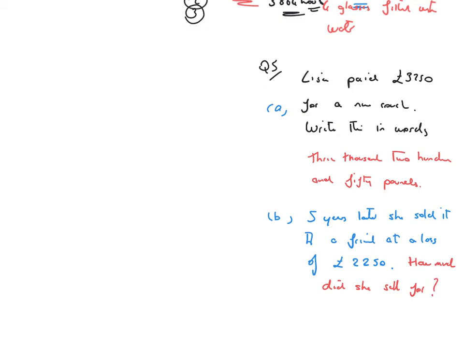Okay, so she paid £3,250. Now she's lost £2,250, so that's a takeaway. So I'm going to take that away. 0 take away 0, 5 take away 5 is 0, 2 take away 2 is 0, and 3 take away 2 is 1. So that means that she sold it for £1,000.